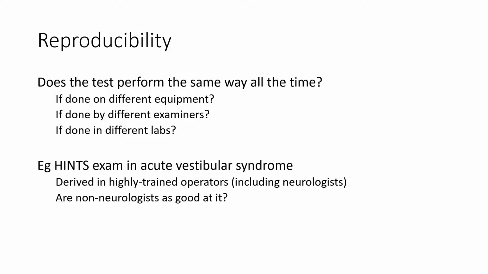Reproducibility is another issue. You want to know if the test is going to perform the same way all the time. If a test is done on different equipment, for example, by different examiners in different labs with different reagents, different assays, will it perform the same way? One example for us in the emergency department is the HINTS exam used in acute vestibular syndrome. The HINTS exam was derived initially in very highly trained operators, including neurologists. So we have to ask ourselves, are non-neurologists or people who have not been as well trained at doing the HINTS exam as good at it? Will they be as sensitive or as specific?